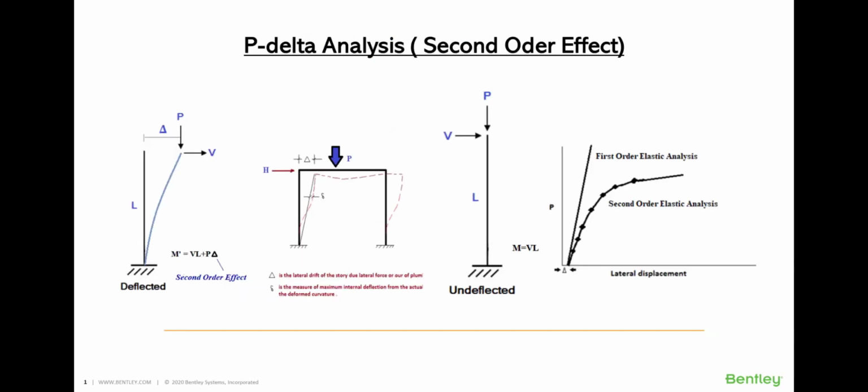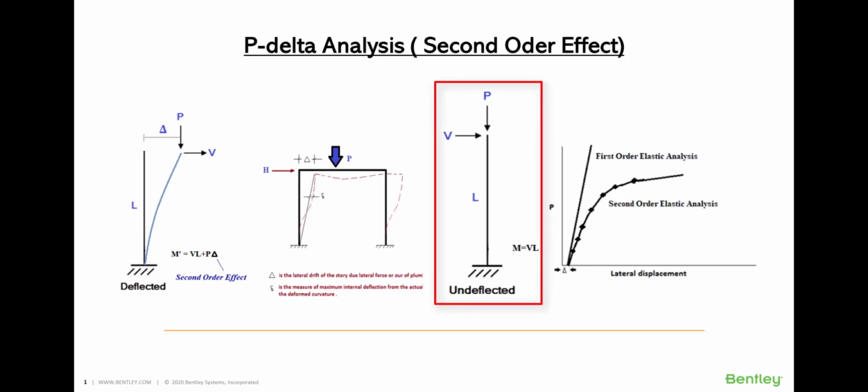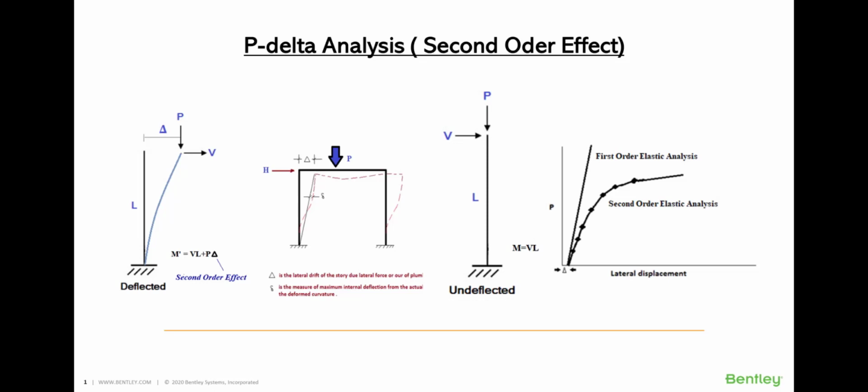See the picture. The large delta denotes the drift of the portal frame, and the small delta is the internal crookedness of the member. Take the example of the cantilever column, where the vertical load P and the horizontal load V are applied at the tip. In the traditional first order analysis, the moment at the base should be M equal to V times L.